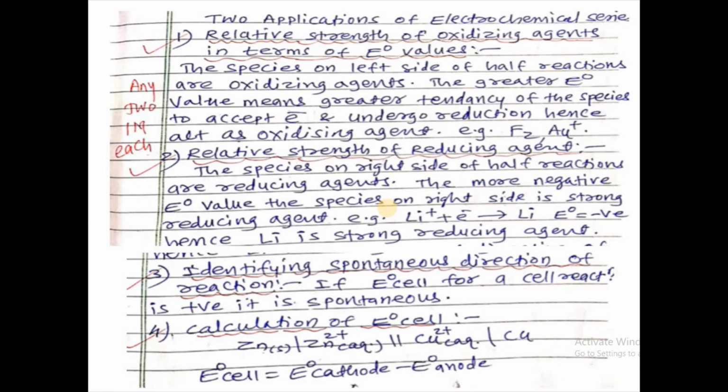These are: relative strength of oxidizing agent, relative strength of reducing agent, identifying spontaneous reaction, and direction of reaction. This application is very easy. If E0 cell for a reaction is positive, then it is spontaneous. If E0 cell is negative, it is non-spontaneous. Calculation of E0 cell by using cell reaction. We have already used this formula. E0 cell is equal to right minus left. You can use cathode minus anode.